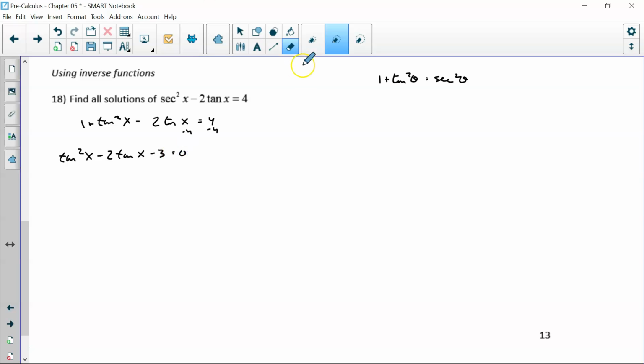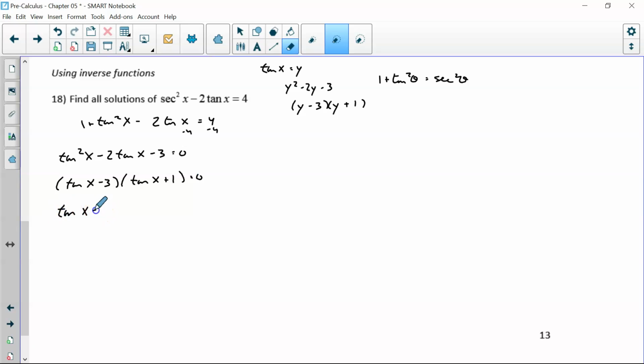Now, using our substitution like we did, let's say that tangent of x is y. So what we have is y squared minus 2y minus 3. When you factor that, y minus 3, y plus 1. So when we substitute back in, the tangent of x minus 3 times the tangent of x plus 1 equals 0. Set each factor equal to 0.